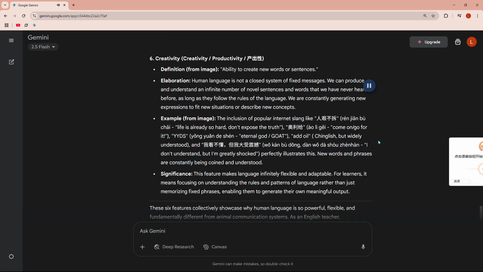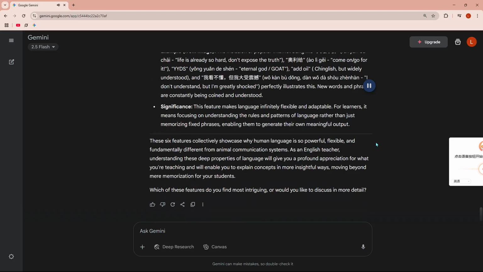Significance. This feature makes language infinitely flexible and adaptable. For learners, it means focusing on understanding the rules and patterns of language rather than just memorizing fixed phrases, enabling them to generate their own meaningful output. These 6 features collectively showcase why human language is so powerful, flexible, and fundamentally different from animal communication systems. As an English teacher, understanding these deep properties of language will give you a profound appreciation for what you're teaching and will enable you to explain concepts in more insightful ways, moving beyond mere memorization for your students. Which of these features do you find most intriguing, or would you like to discuss in more detail?